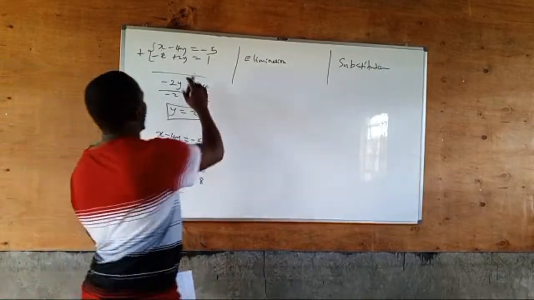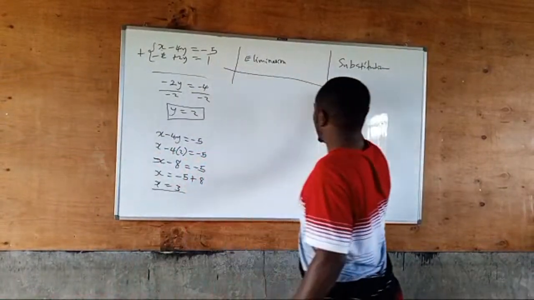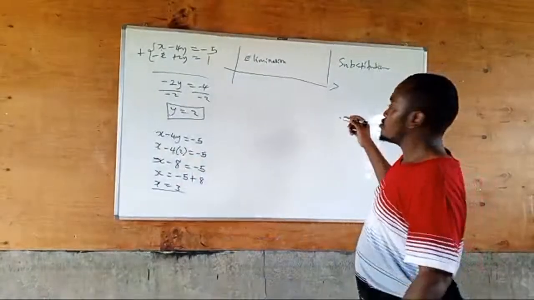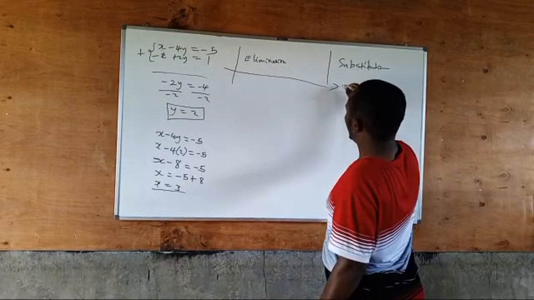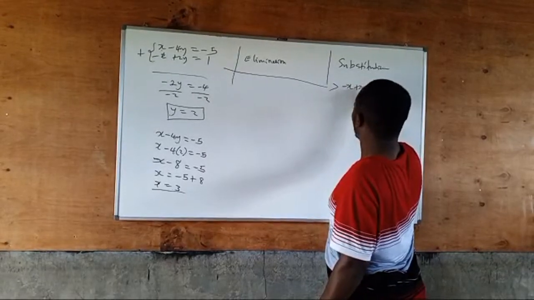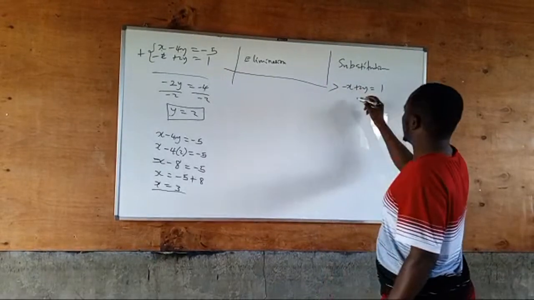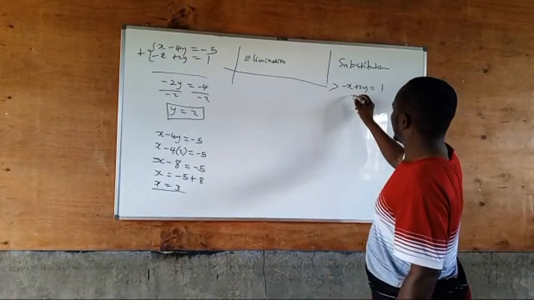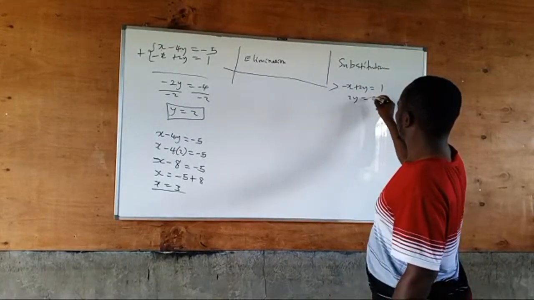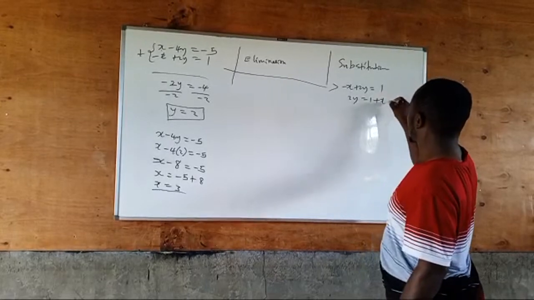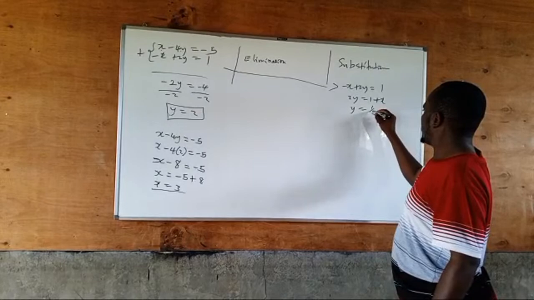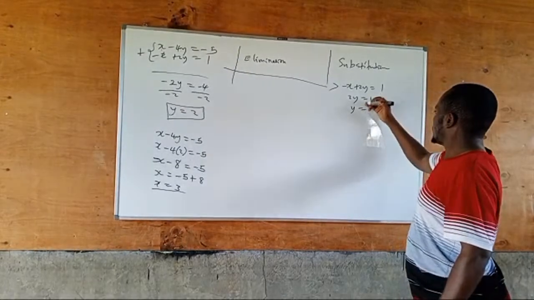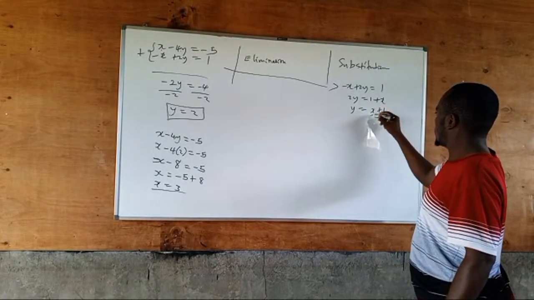Substitution, when you just take one. Hiyo ni yeye mnafanya form 1 form 2. Tunachukua negative x plus 2y equals to 1. Weka moja iko positive. For example, 2y equals to 1 plus x. Y equals to a half x plus 1 over 2.